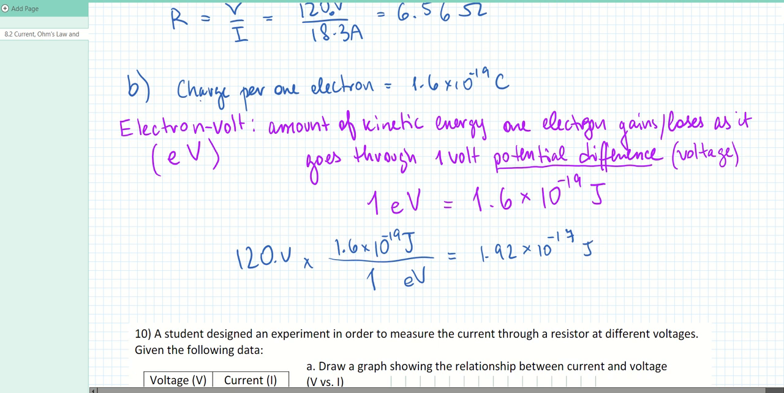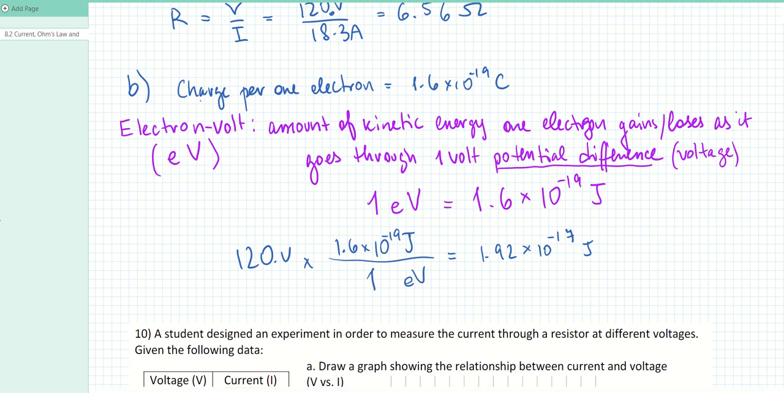So with all the electrons, as they go through the potential difference of 120 volts, that's how much energy is going to be provided by each of the electrons. That's one thing you need to know in order to do this question, basically the definition of electron volt.